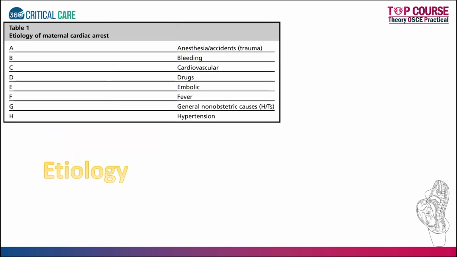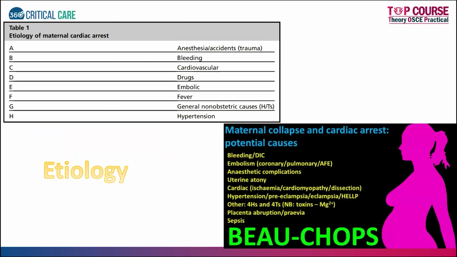Coming to etiology, what are the etiology? We all know there can be two ways that you can categorize the etiology of maternal cardiac arrest. It can be by ABCDEFGH or Biochops. Remember when we're talking about adult cardiac arrest, we usually talk about 5Hs and Ts, right? So along with them, you have to think of all these issues.